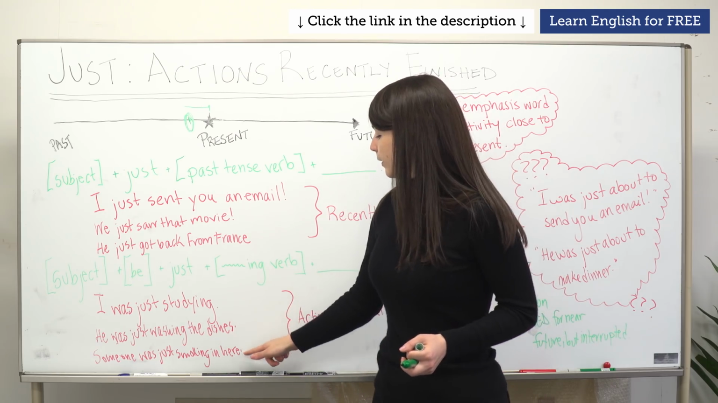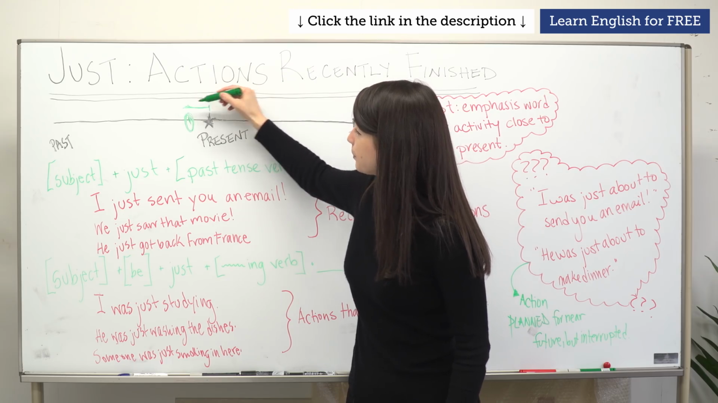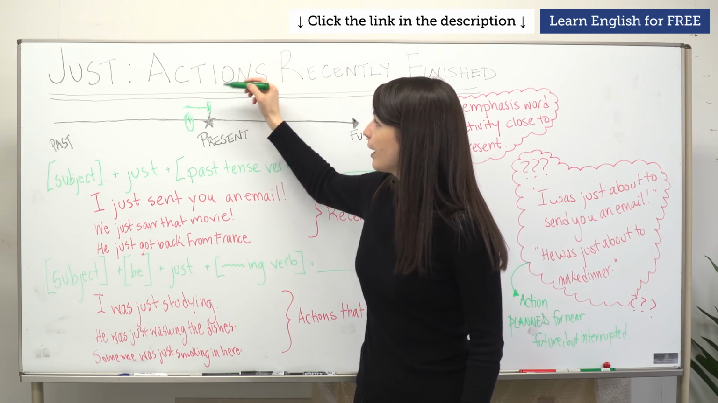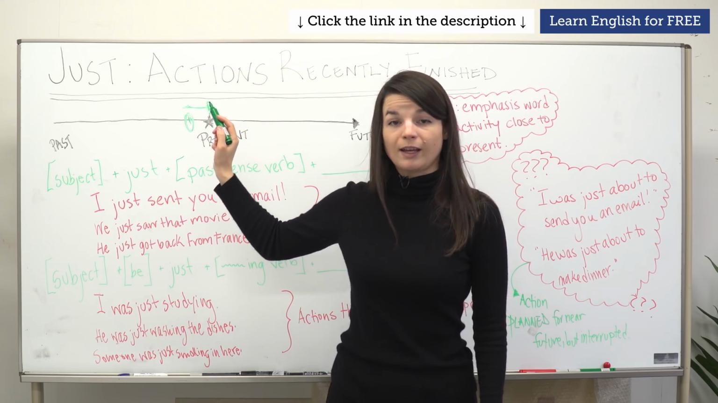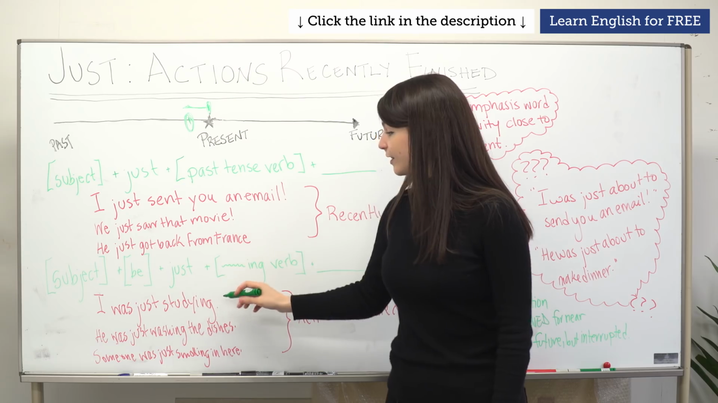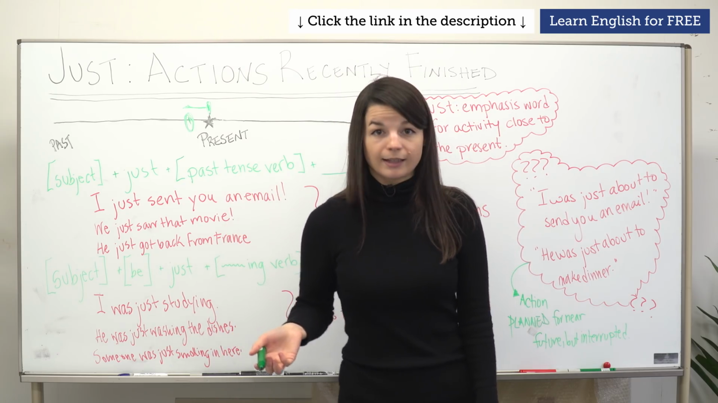So these patterns we can use to show an action that was continuing in the past and recently finished, or perhaps that was just interrupted. So maybe that action is going to continue in the future. Like for example, I was just studying, I picked up the phone to talk to my friend, I'm going to continue studying in the future.